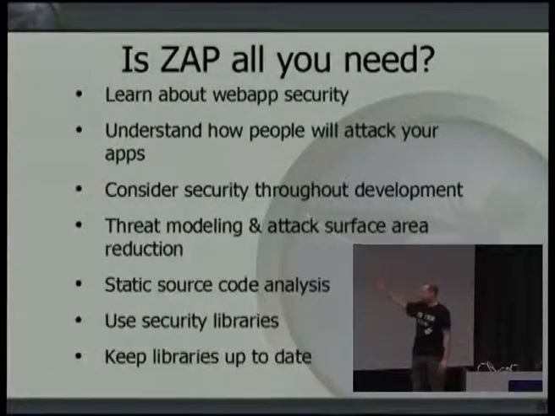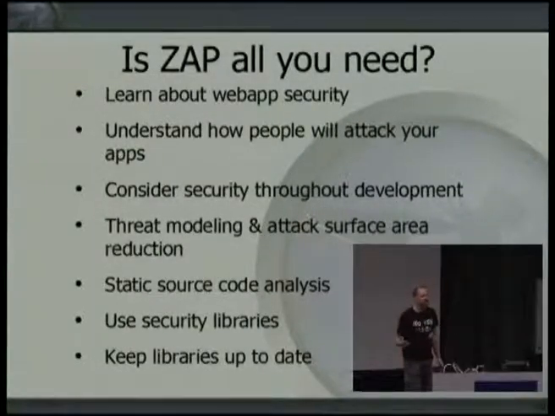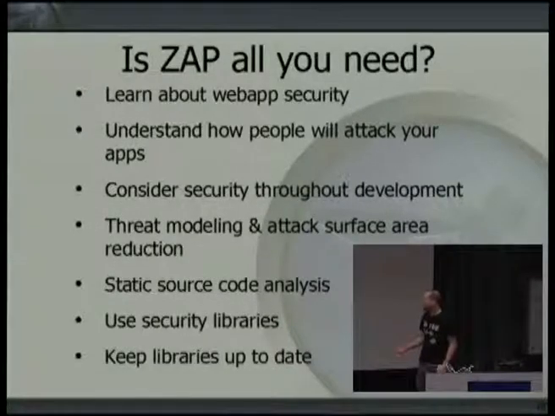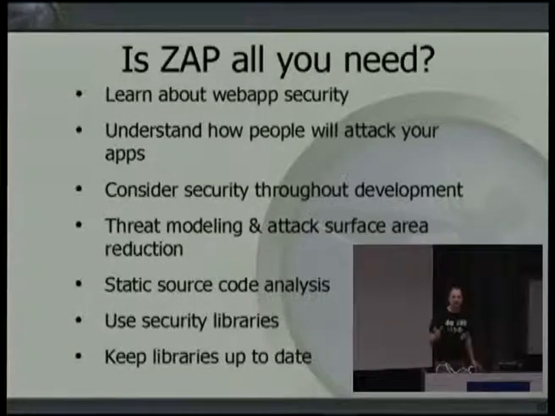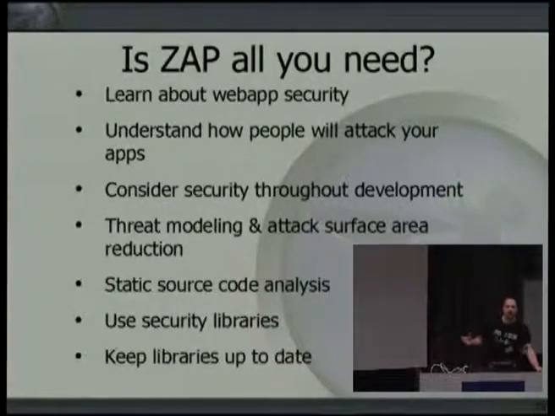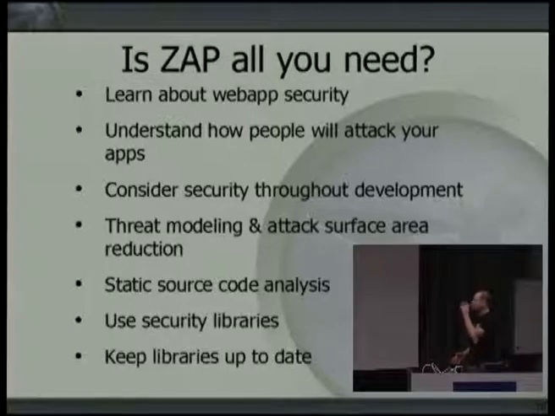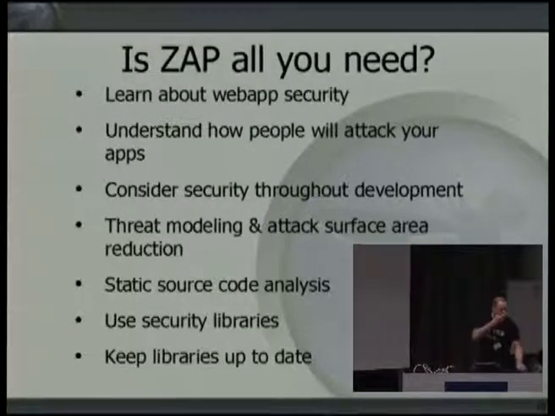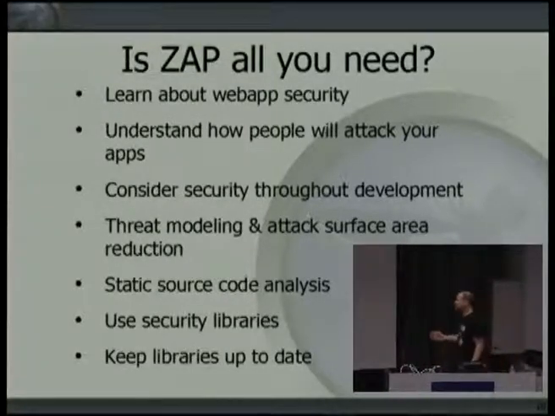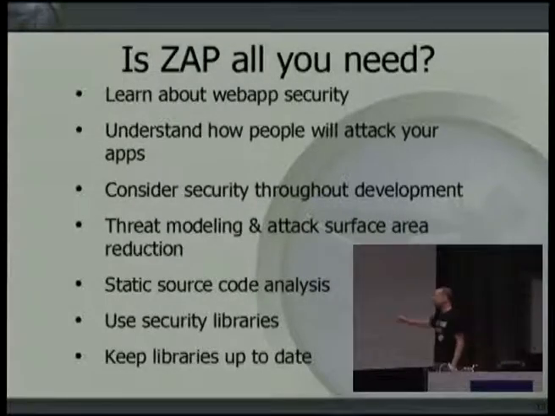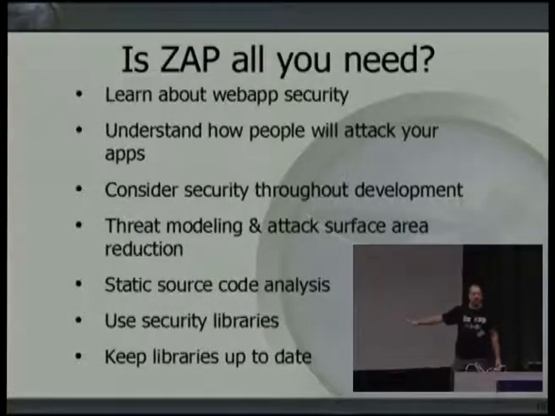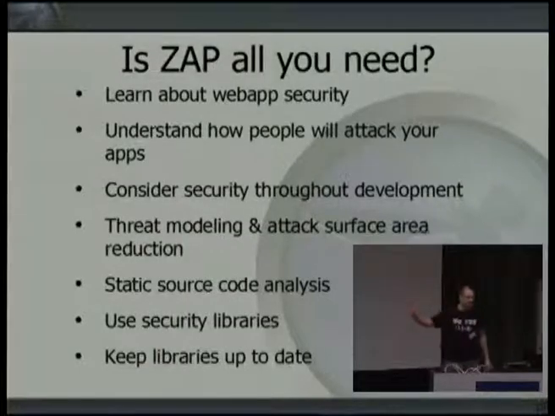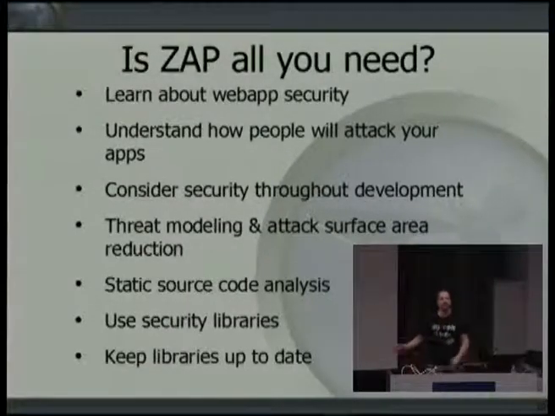You really need to consider security throughout the development. So things like threat modeling, thinking about how an application could be attacked, and attack surface area reduction. Do you need all these facilities? Is a facility adding too many potential holes to make it worth putting in there? And static source code analysis, all these things are really good. Using security libraries, keeping the libraries updated. That's another talk. All this stuff is another talk in itself. I just wanted to make sure that you didn't think that Zap would be all you need.